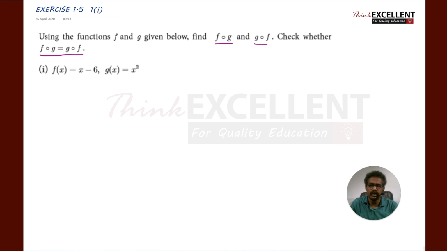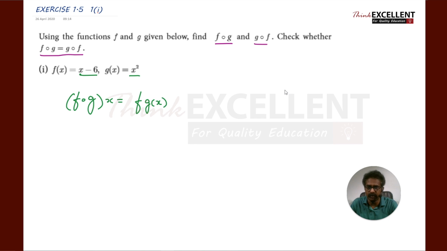Two functions are given here. f is x minus 6, and g is x squared. First we are going to find f composition g. f composition g of x we write. How can I write f composition g of x? f of g of x, right?